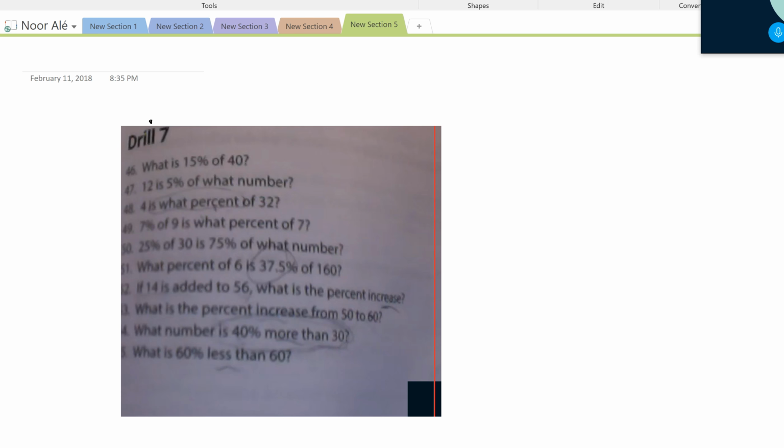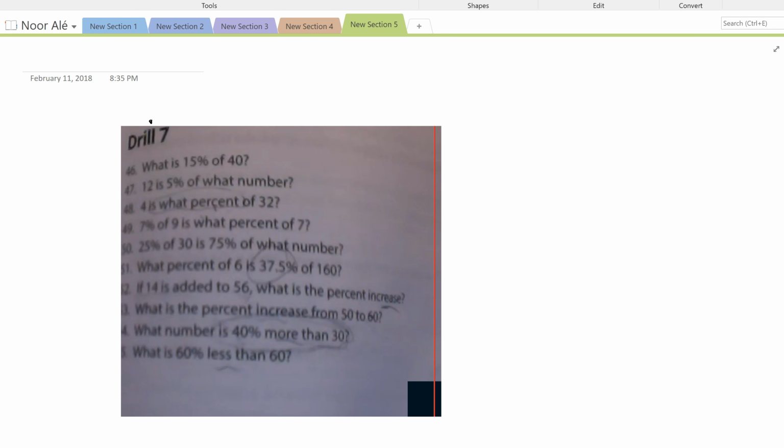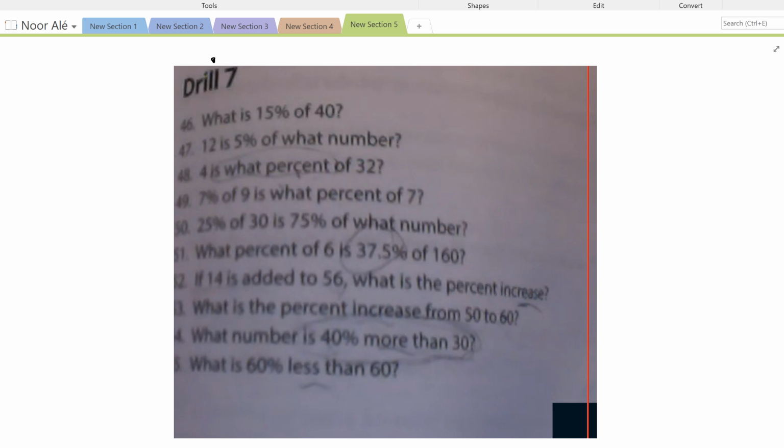So all the ones that I struggle with, it isn't the UBS because I know that that's like 25% times 30 equals 75% over 100, like of what number X. The ones that I fight with are like if 14 is added to 56, what is the percent increase? So if we look at 12, 13, and 14, and even 15, anything that has to deal with percent increases, I struggle with a lot.